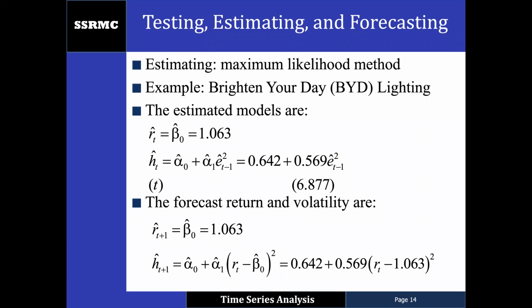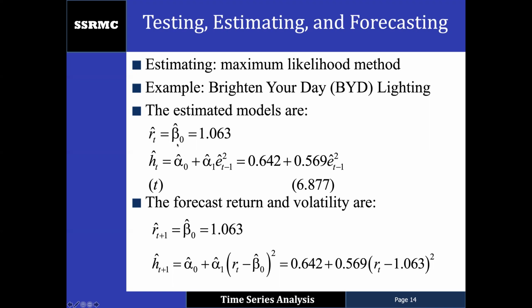Once we identified an ARCH effect in the residual series, we need to estimate an ARCH model. The technique is called the maximum likelihood method. My advice is to leave it to the software. Any reasonably good statistical software can estimate this type of model quite efficiently. So if we use exactly the same set of data, we can estimate the model. This is the output from Stata. Later, I'm going to demonstrate how to obtain this set of output by using Stata.